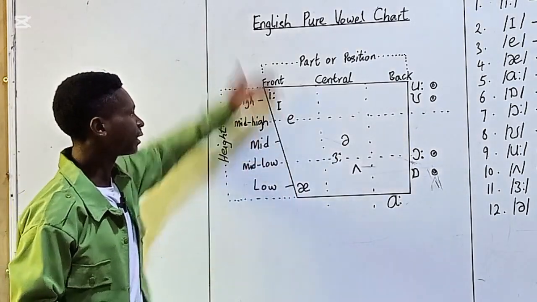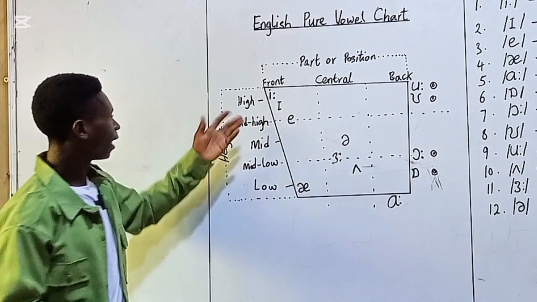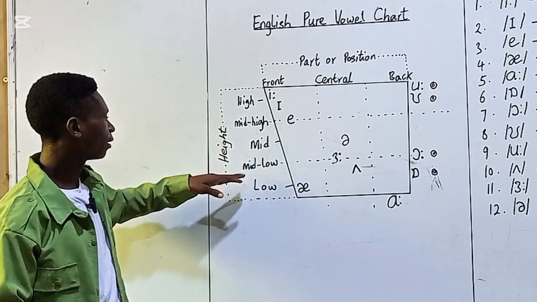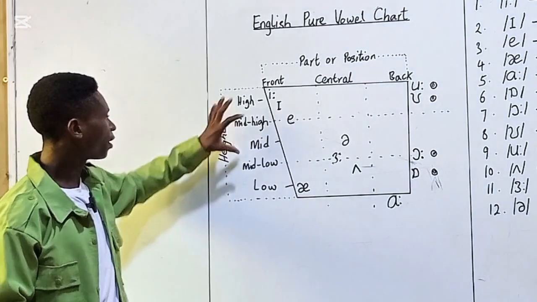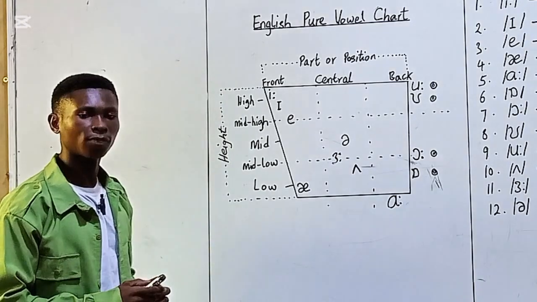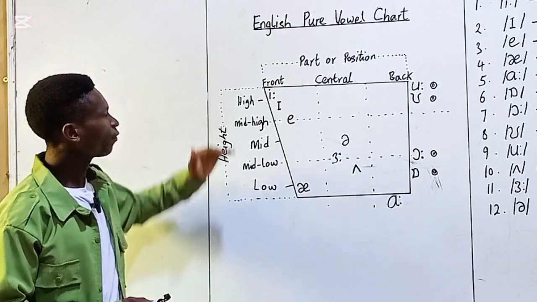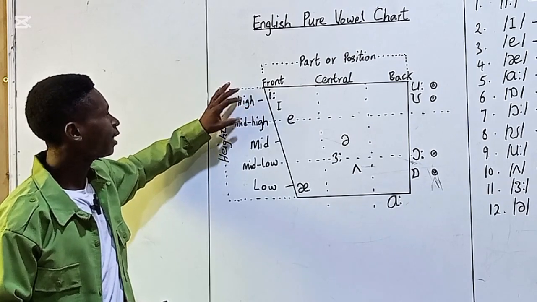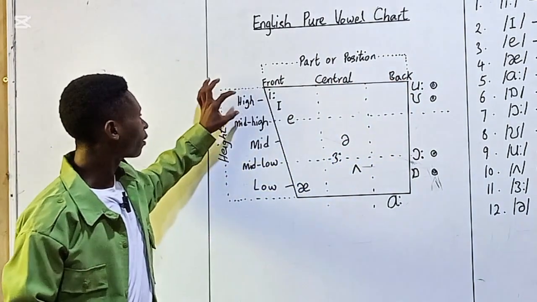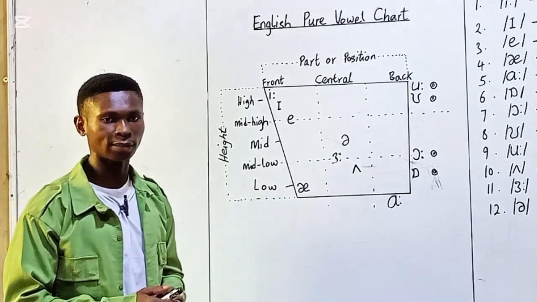That's when we consider the vertical aspect of the diagram. So in the diagram we have high, mid-high, mid-low, and low. These are the actual descriptions for the monophthongs of the English language based on the height of the tongue. So if you have any sound falling around this area of the diagram, those sounds are known as high vowel sounds or close vowel sounds.